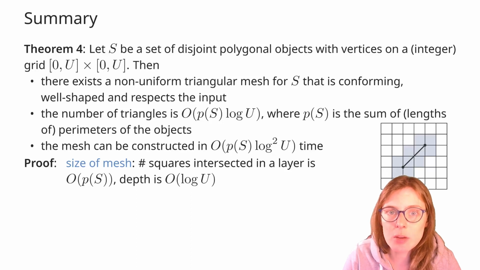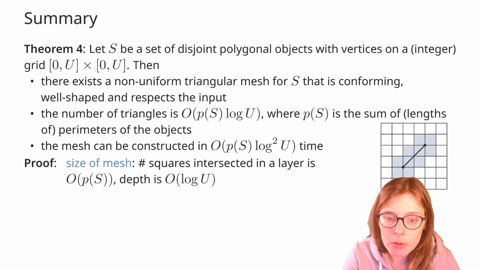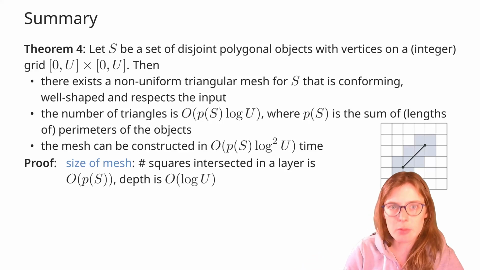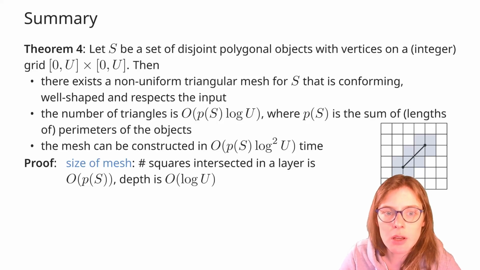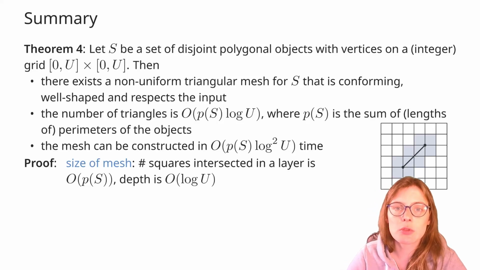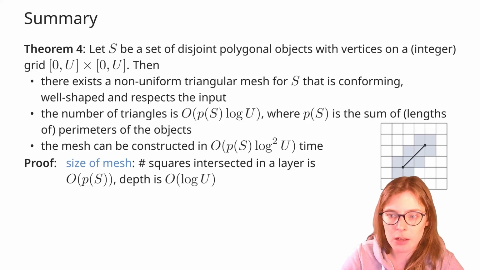We'll start by counting the number of unit squares that intersect the boundary of the polygons. We observe that each unit of the perimeter of a polygonal object is adjacent to only a constant number of unit squares. That means that the number of unit squares intersected by the polygonal objects is proportional to the perimeter of these objects, but the same would be true for a coarser grid at any level of the quadtree. So, because the depth of the quadtree is logarithmic in the size of the original square U, we get that the size of the quadtree is proportional to the perimeter of the polygons times the log of U. This gives us the number of triangles in the final mesh.